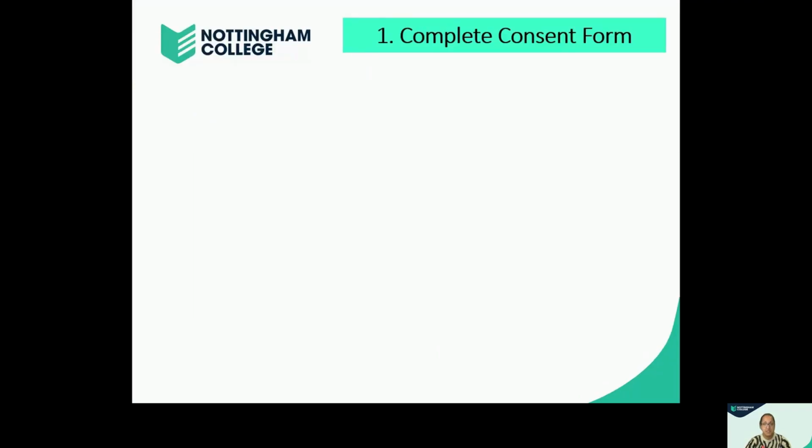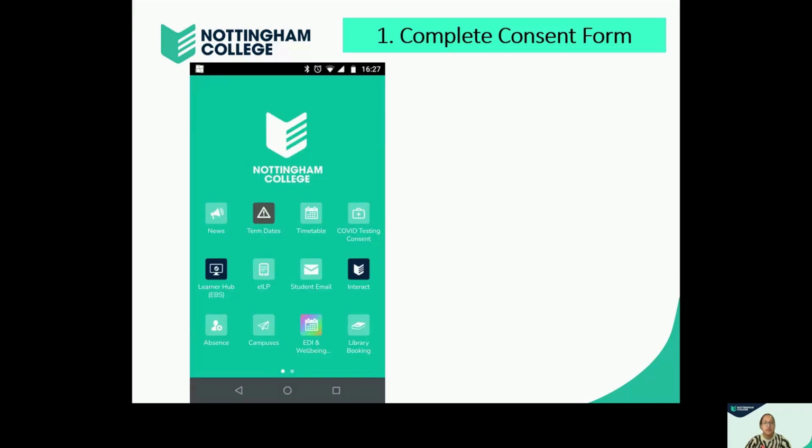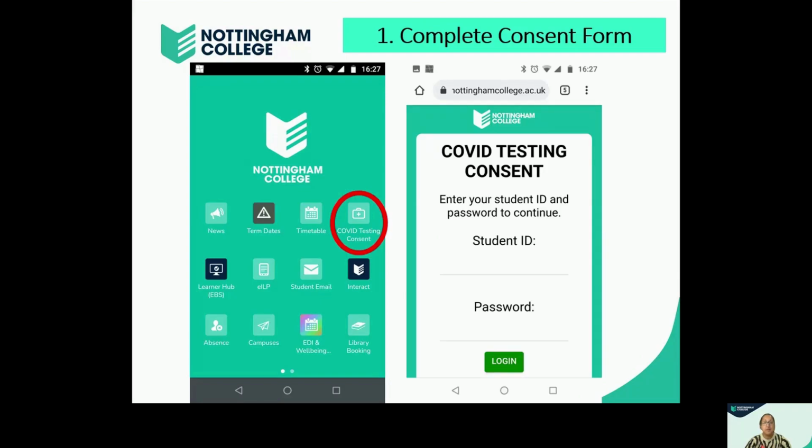First, the consent form. Everyone must do this. You can do it on the Nottingham College app on your phone. Click on this icon, COVID testing consent. You will see this screen. Put in your student ID number. It is the number on your student ID card. Then put in your password. It is your date of birth in 6 numbers. 2 numbers for the day, 2 numbers for the month, and the last 2 numbers of the year.